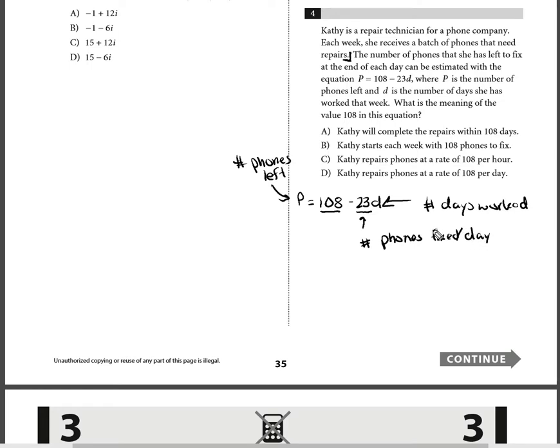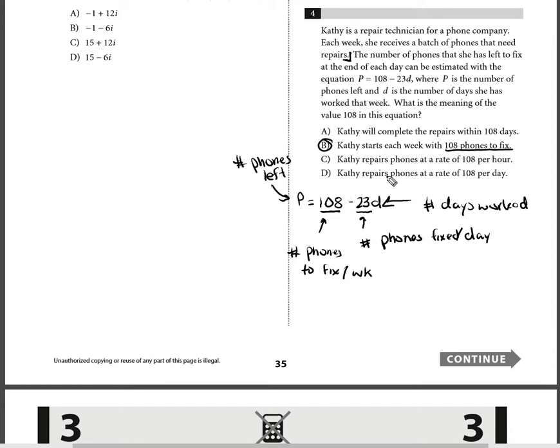Phones fixed per day. So phones fixed per day multiplied by days will give you how many phones she fixed that week. That means 108 is your initial value. This is how many phones to fix per week. So the answer is B then. She starts each week with 108 phones to fix.